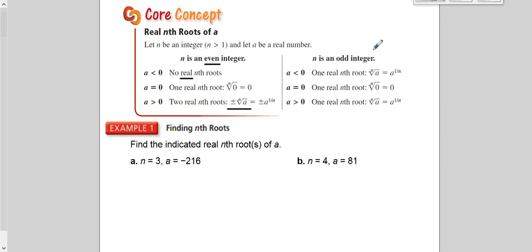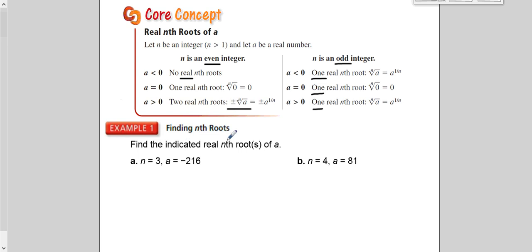When n is an odd integer, like a cube root or a fifth root, if a is less than 0, so a negative number, then there's 1 real nth root. When a equals 0, there's 1 real nth root. And when a is greater than 0, there's 1 real nth root. Notice 1, 1, 1. So when your index is an odd integer, there's just one answer. If it's a negative inside the radical, you get a negative answer. If it's a positive inside the radical, you get a positive answer.